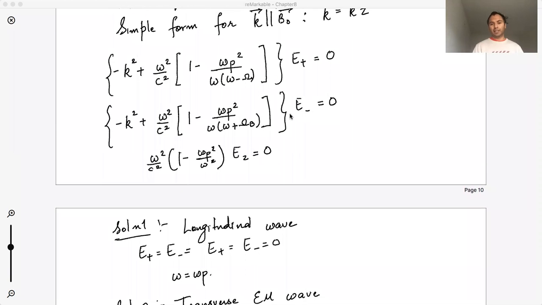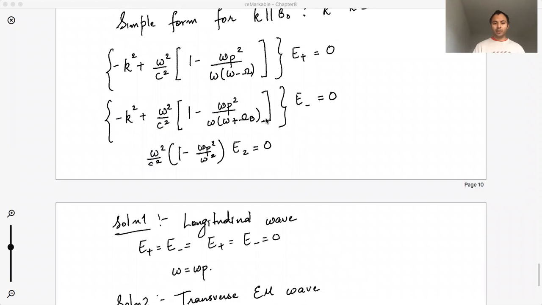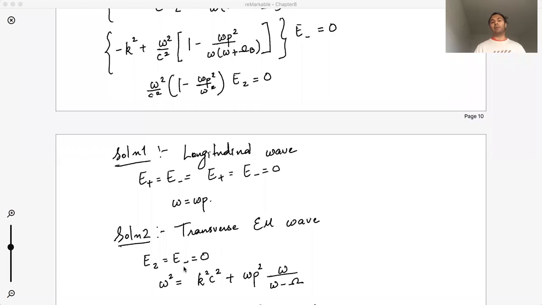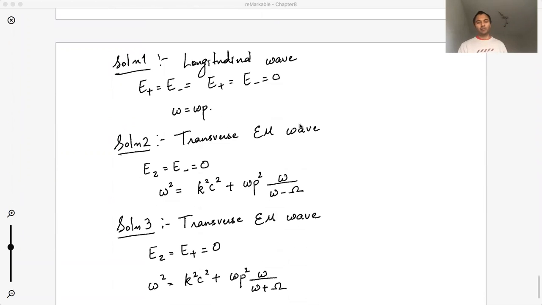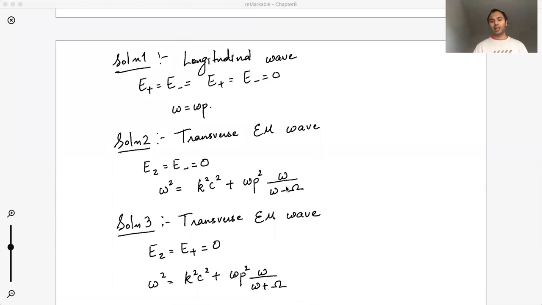Now the second case here is going to be, let's say EZ and E minus are 0, right? So EZ and E minus are 0, which means this term has to go to 0, and that's the dispersion relationship, and then you can have any E plus you want, right? So that dispersion relationship is written here. Now notice again that if I set this capital omega to 0, I get back my transverse electromagnetic wave from the previous video, right?